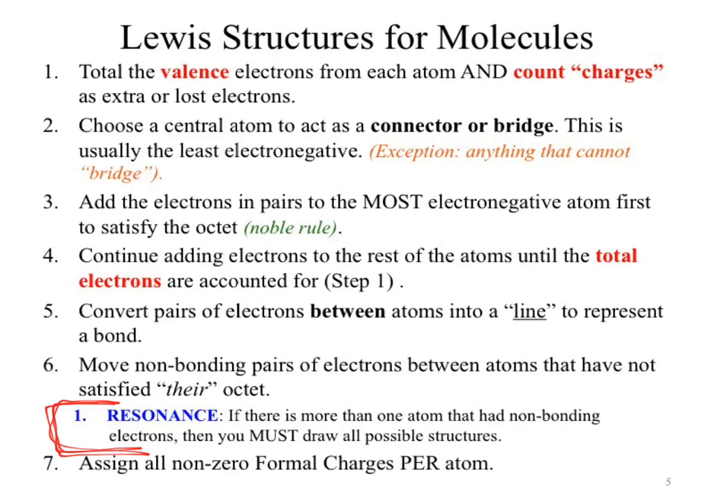Once you've got all of your electrons accounted for, you can then decide to convert pairs of electrons between the atoms into a line to connect those atoms. This is a really common question that's been popping up. Let's see if I can do this right.